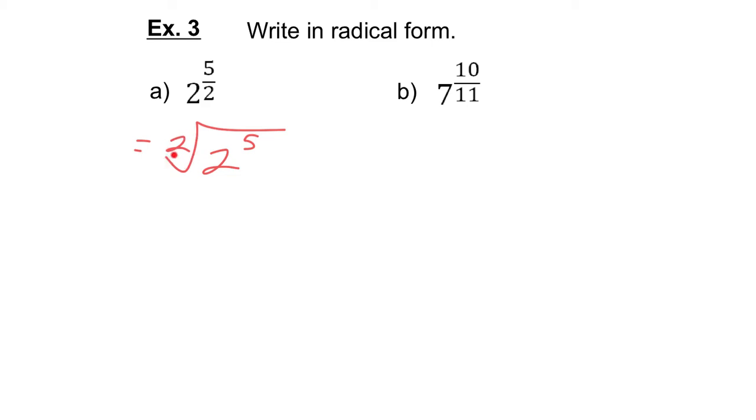Now, second root, well, that's just a square root, so I don't have to write the 2 there as the index. Standard notation, you don't have to put it. If you just see the root sign with no index, it means it's a square root. So this is the square root of 2 to the exponent 5. Over here, 7 to the exponent 10 over 11. Well, 11 is the index of my radical. And inside, the radicand is 7 to the exponent 10.